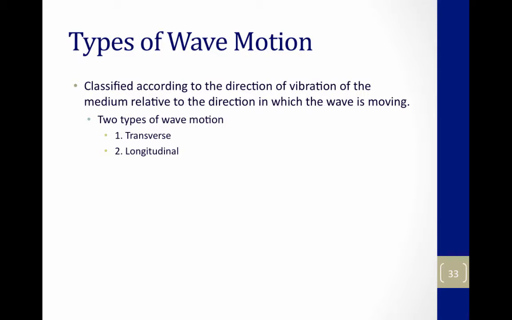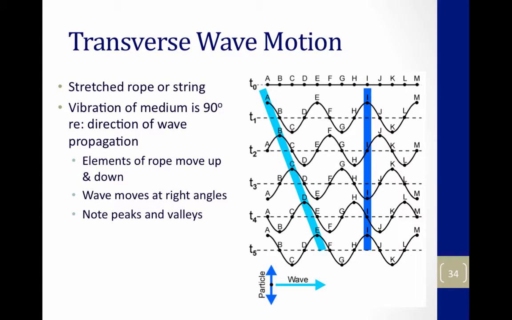So the last thing we need to talk about are types of wave motion. We have transverse wave motion and longitudinal wave motion. In transverse wave motion, the particles move up and down, and the wave moves left to right, outward. So the rope moves up and down. You see A moves up and down, B moves up and down, and a wave of motion is sent out.